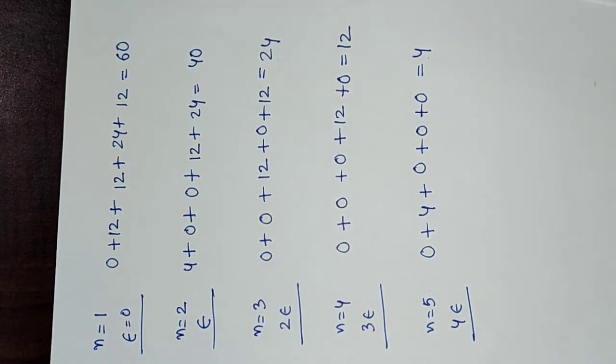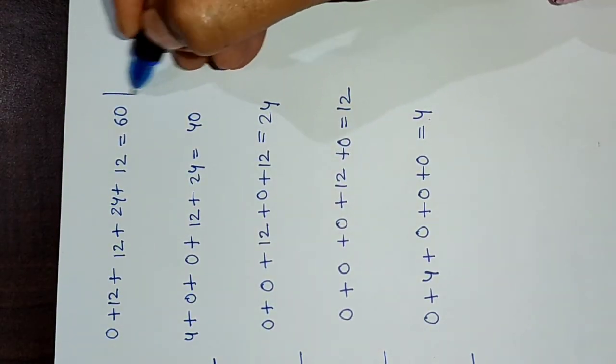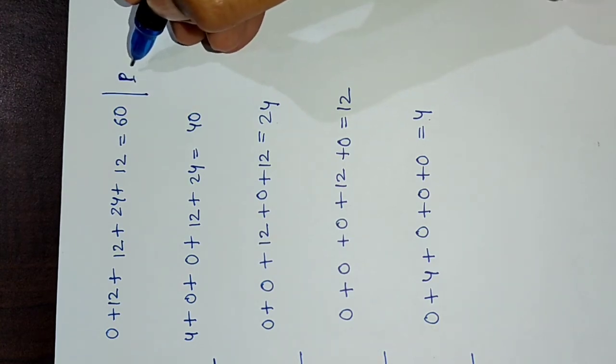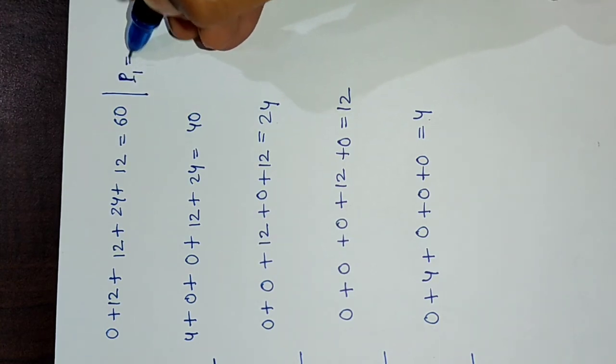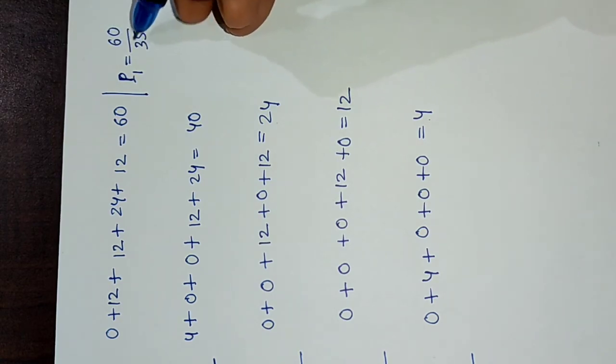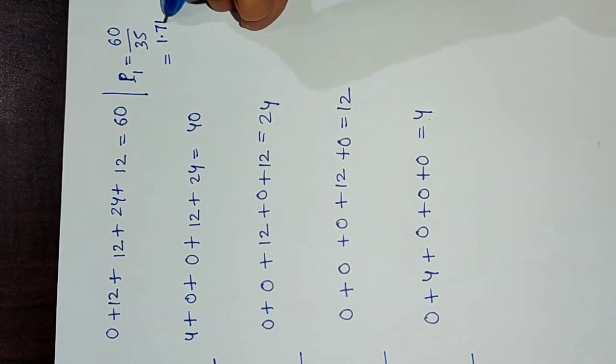Now I have already told you that average population in any quantum level is obtained by summing up all the number of particles in that level considering all arrangements and dividing the sum by the total number of distributions. So the average population will be given by P1 equals 60 by 35. 35 number of distributions are available. It gives us 1.714.